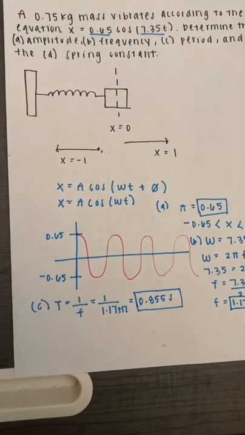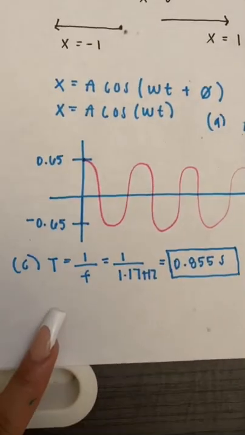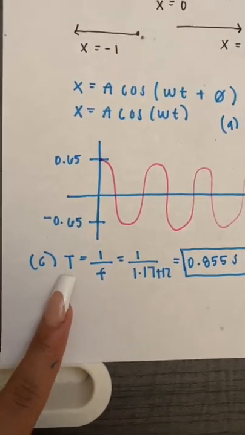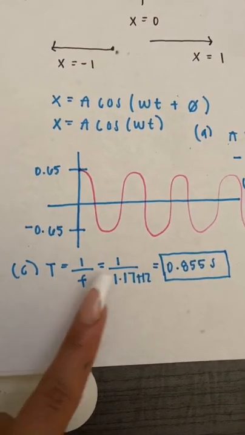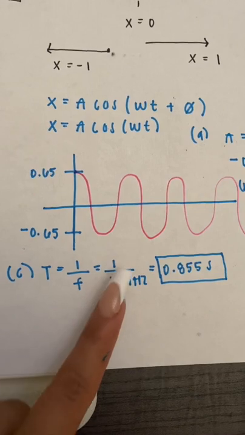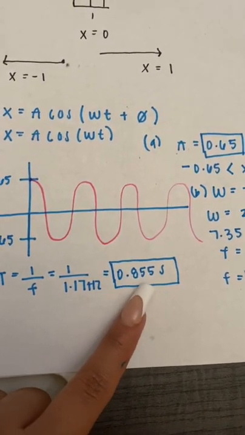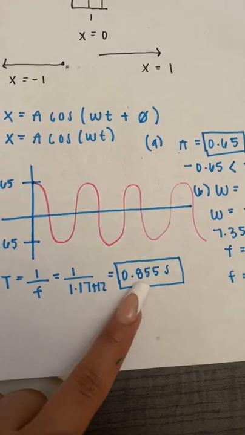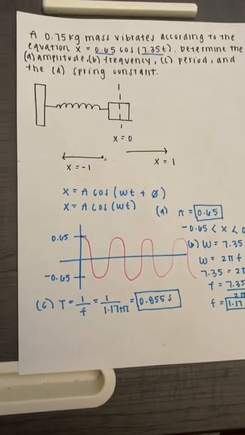Now, how can we solve for the period? For period, we learned that T is period, which T equals 1 over frequency. Since we know the frequency, we will do 1 over 1.17 hertz, and here we get 0.855 seconds. That is how we would solve for the period.